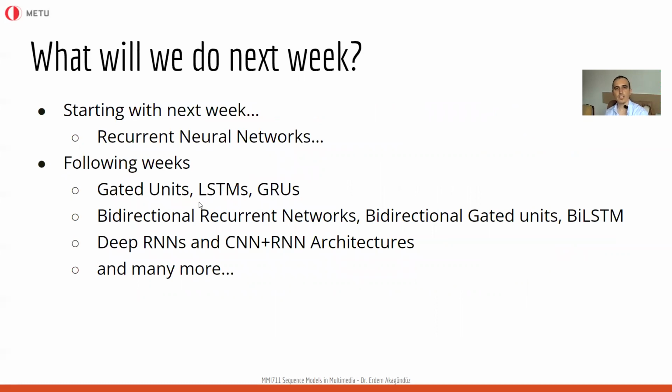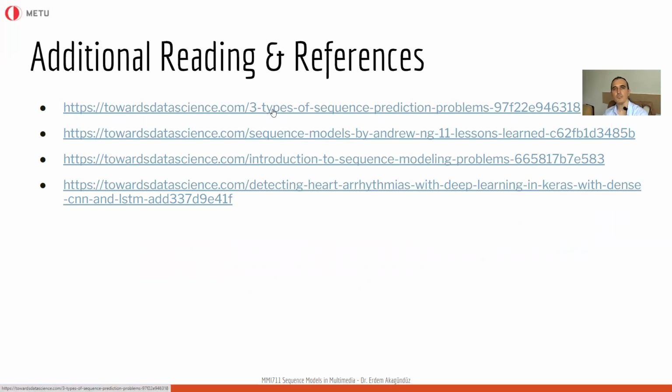Next week we are delving into recurrent neural networks. We're going to get to the formulation of it. What makes a recurrent neural network recurrent? We're going to talk about states, and about hidden states. And in the following weeks, we're going to continue with gated units, LSTMs, bidirectional recurrent units, deep RNNs, and many more. Check the additional reading references.